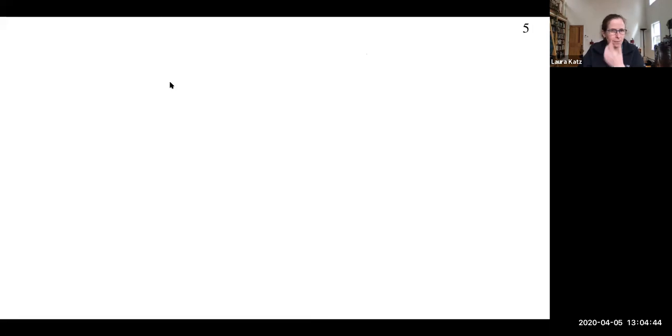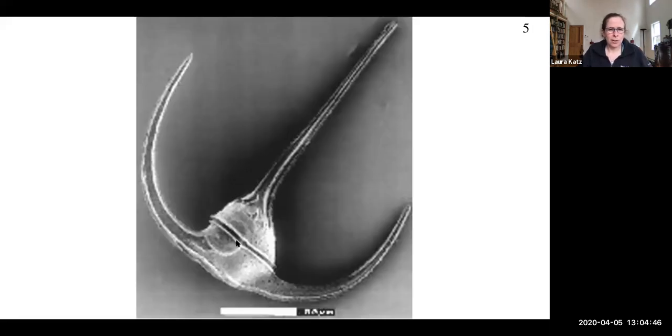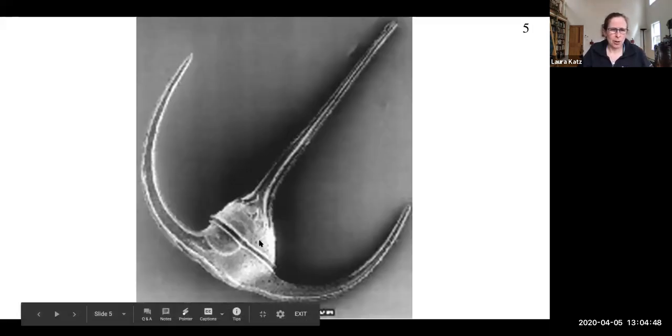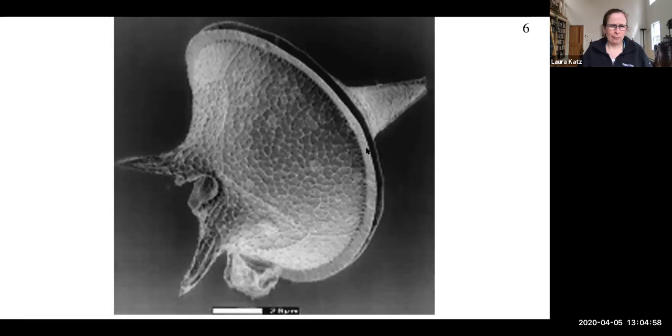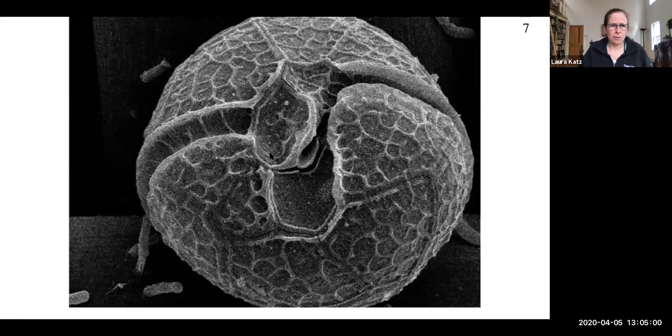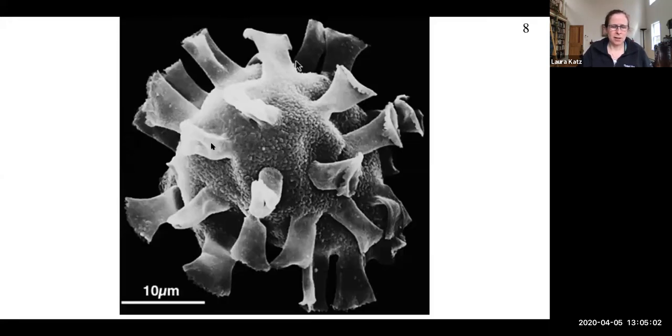So who are the dinoflagellates? They're beautiful. They tend to have a flagellum that goes around their body. Dino for dinoflagellate means whirling, because they tend to spin, and then they'll have a trailing flagellum. These are SEMs. Here's another one where the groove for the flagellum is visible, and another one. And this is a cyst, and I'll return to the cysts in a little bit.